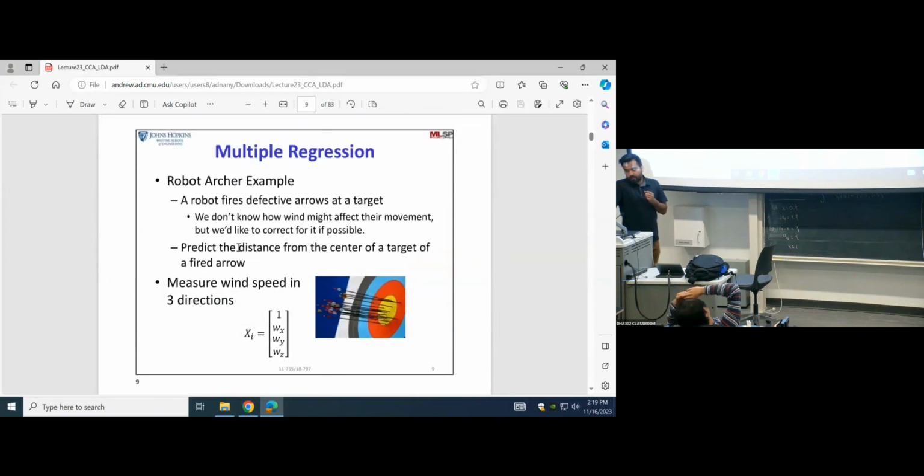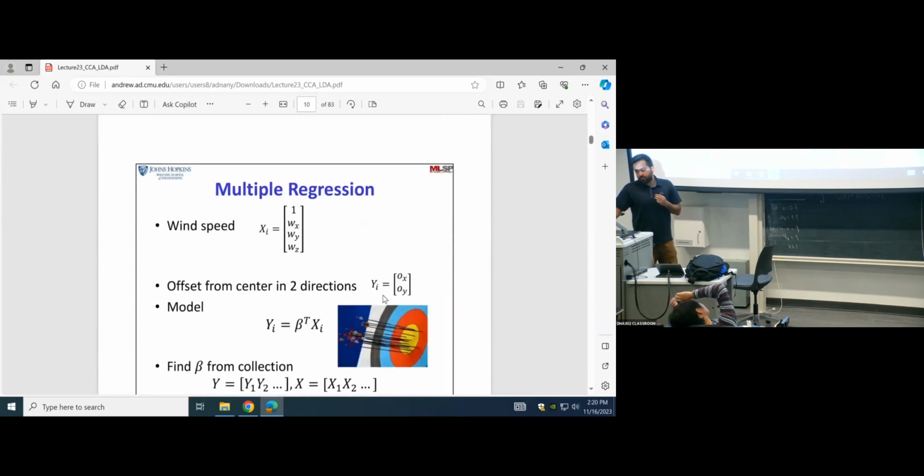Now let's look at this example. There's a robot firing arrows at the target, and we don't know how the wind will affect the movement. If you're an expert archer, you will not shoot straight. You'll shoot a little above because you know gravity will pull the arrow down. You want to take that into account when you're shooting the arrow, and even robots need to know that. So we can just naively measure the wind in 3 directions because we live in a 3D world.